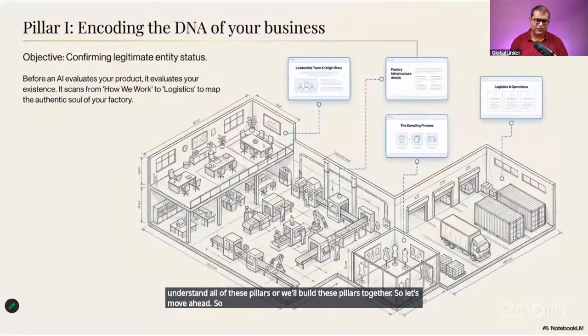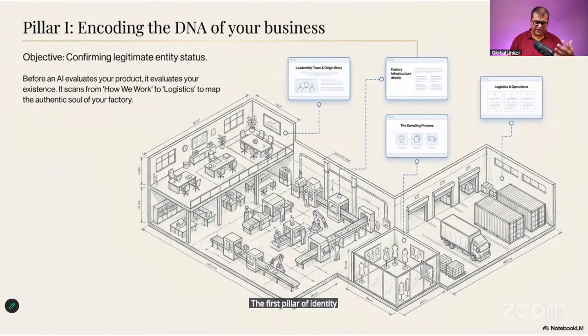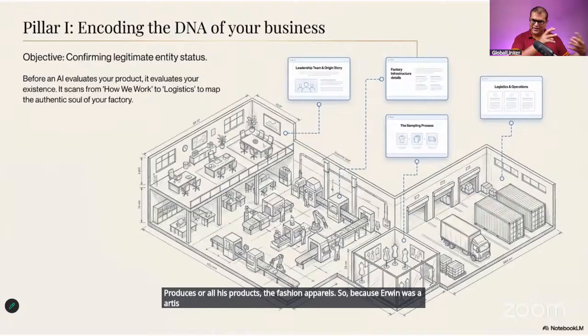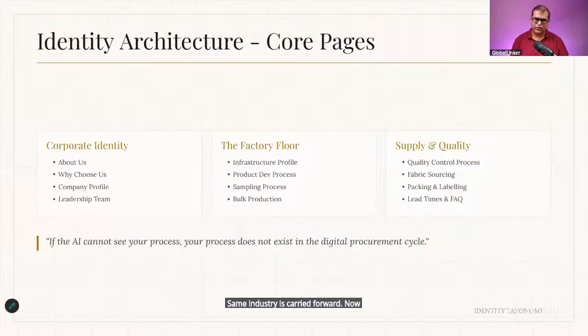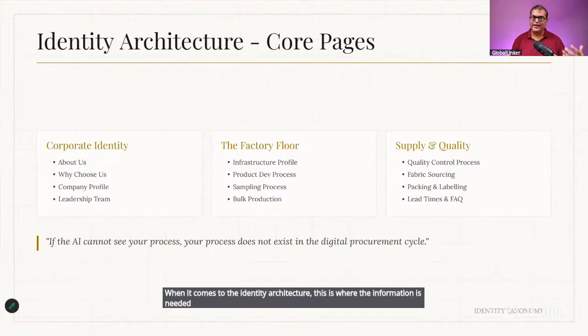So the first pillar is identity. This is where Arvind has this factory wherein he manufactures all his products, the fashion apparel. Because Arvind was an artisan in garments and handloom, the same industry is carried forward. Now, when it comes to identity architecture, this is where the information is needed, because AI needs to understand that this is Arvind and this is what he does.